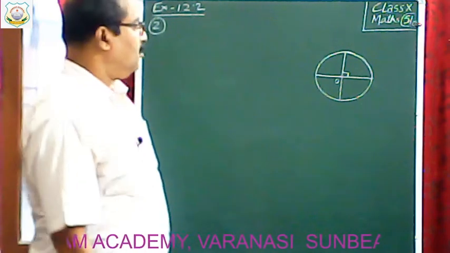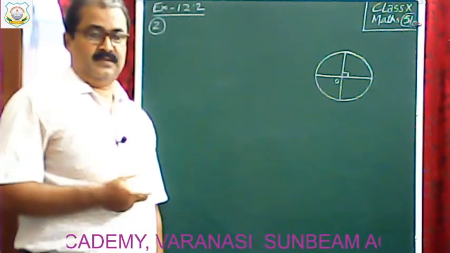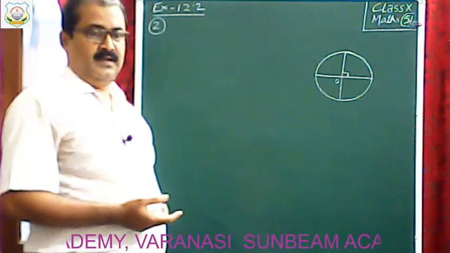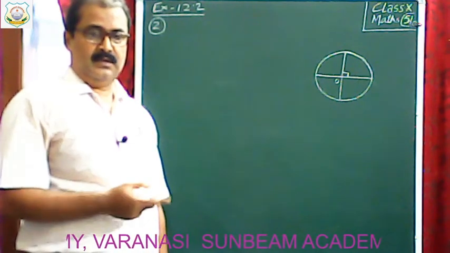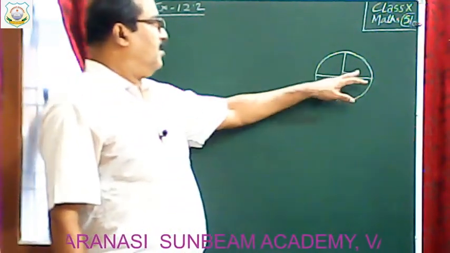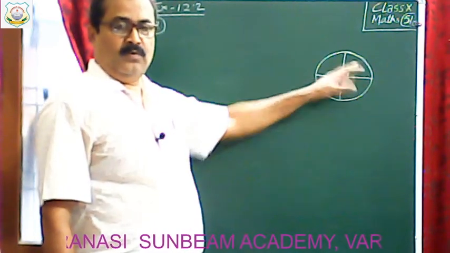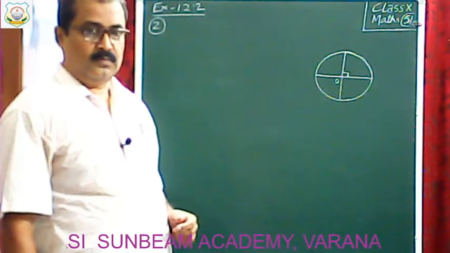Clear? So quadrant means the circle is divided into 4 equal regions. So definitely two diameters are perpendicular to each other, then only it happens. Clear? So area of quadrant is equal to pi r square upon 4.